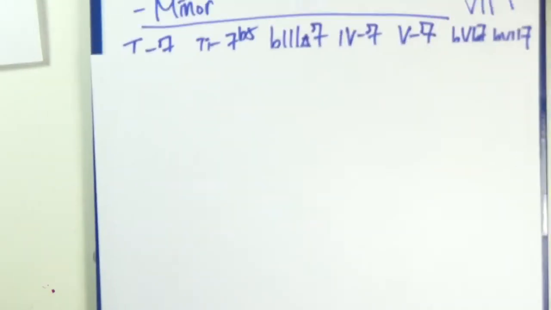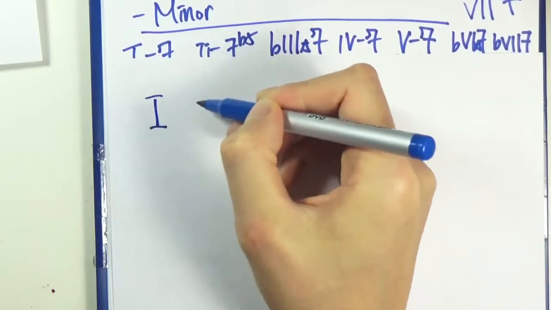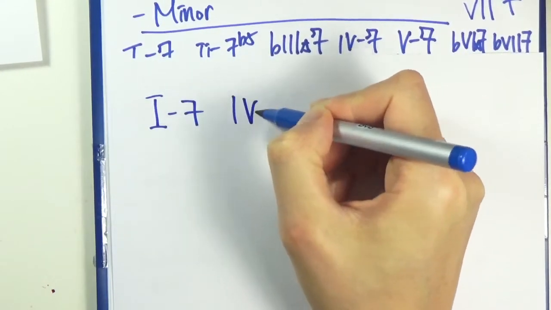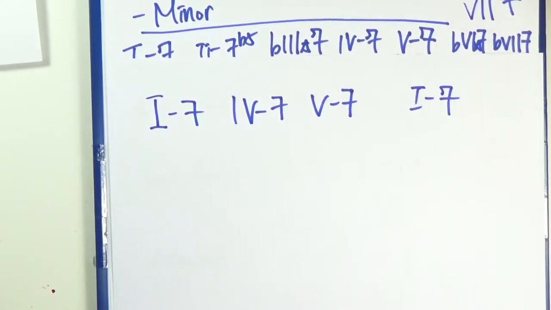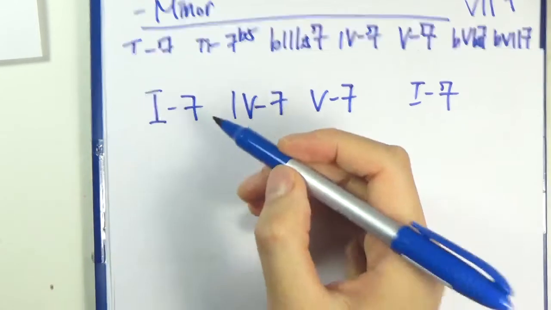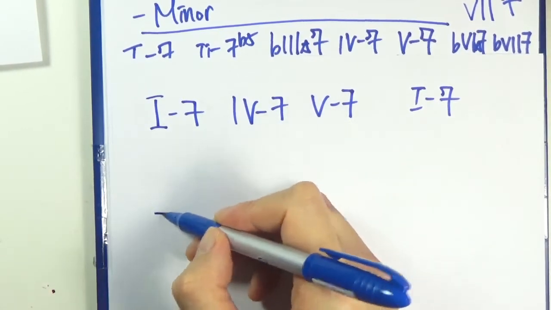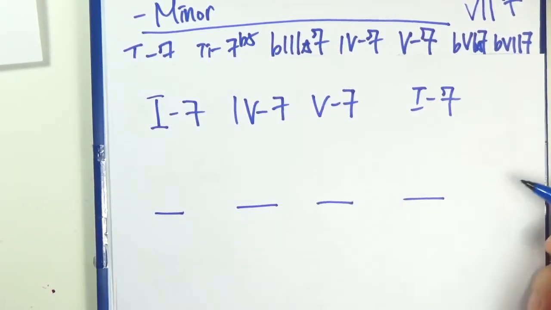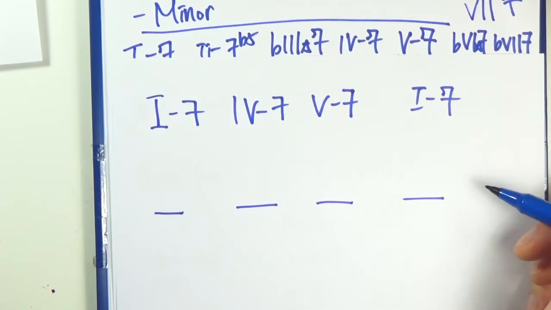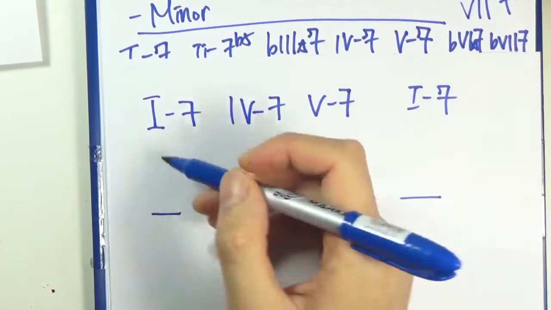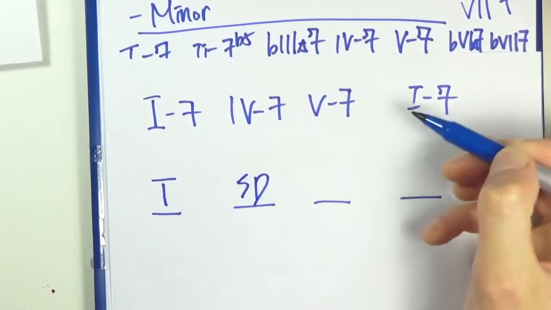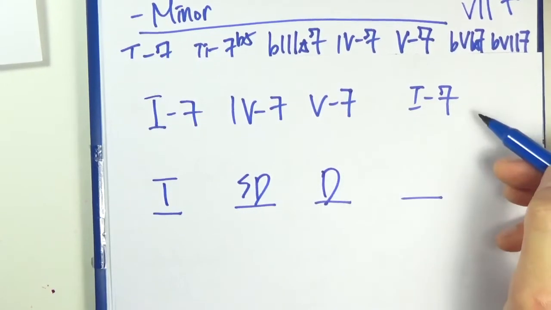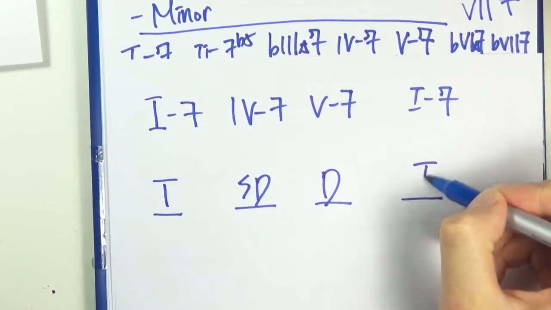Okay, so if we take a look at a very simple chord progression, let me write it down real quick. So it's just 1 minor 7, 4 minor 7, 5 minor 7, and then 1 minor 7 again. For a chord progression like that, if you want to reharmonize it, first you have to determine the chord group. So one chord would be a tonic, 4 minor 7 would be a subdominant, 5 minor 7 a dominant, and then 1 minor 7 a tonic again.